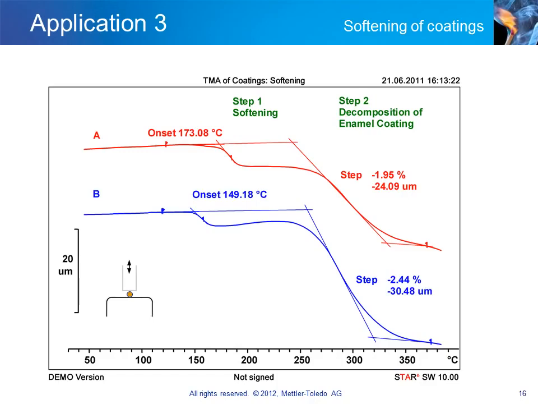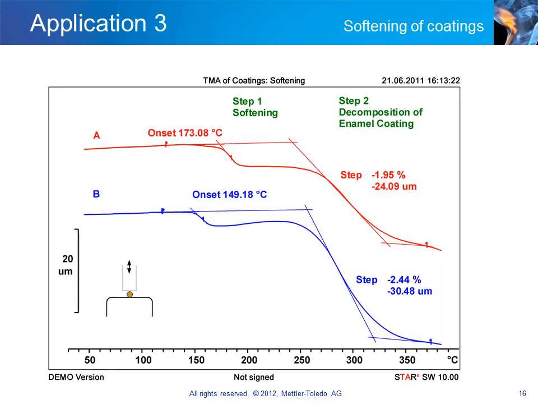In this application, two copper wires, A and B, with different enamel insulation coatings were measured in the TMA penetration mode. In both cases, the resulting TMA curves exhibit two steps. The first step of each curve, at about 150 degrees Celsius, is due to softening of the individual insulation coatings. The second step, above about 200 degrees, corresponds to the decomposition of the coatings.